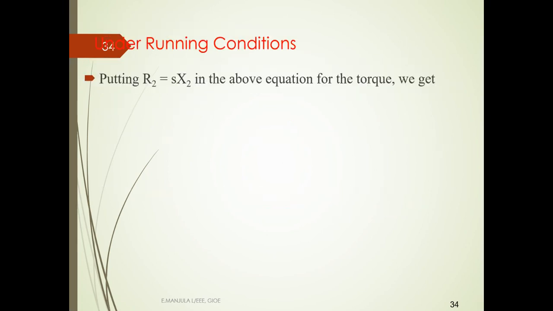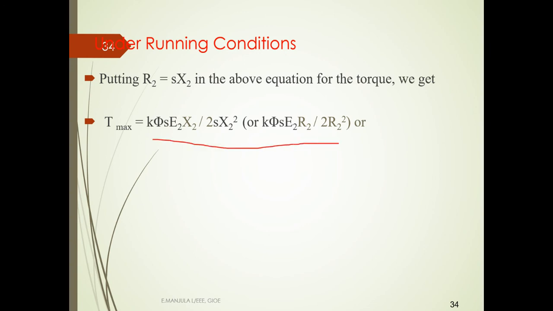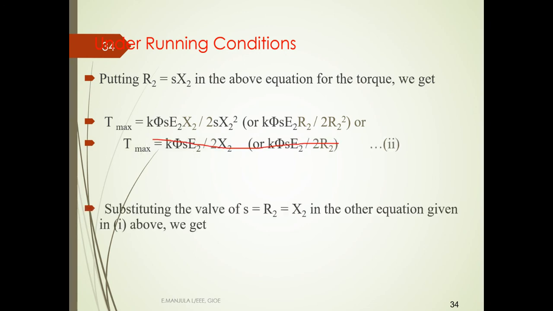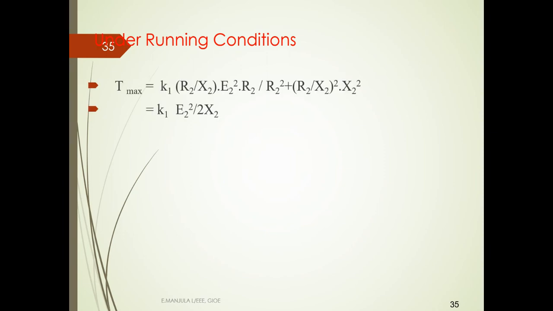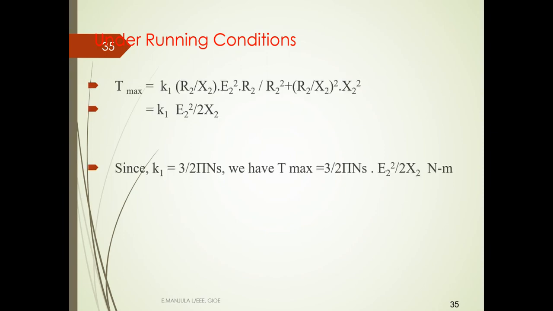So in the running conditions, putting R2 equal to Sx2 in the above equation, here we are directly substituting the value of S, so we will get T max, that is maximum torque, is equal to K1 into E2 square divided by 2x2.